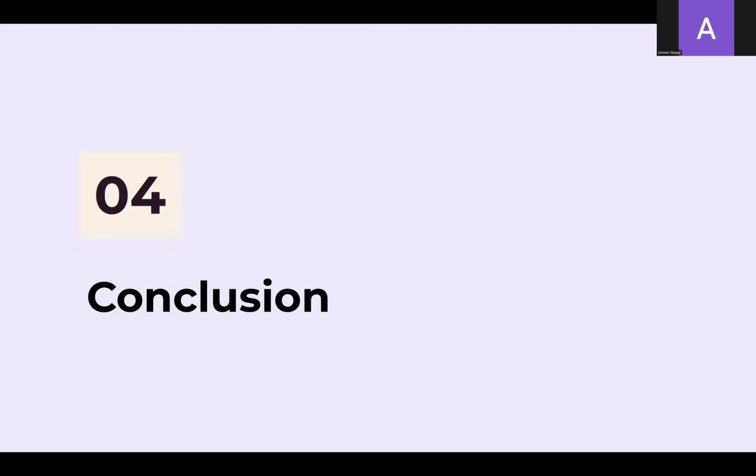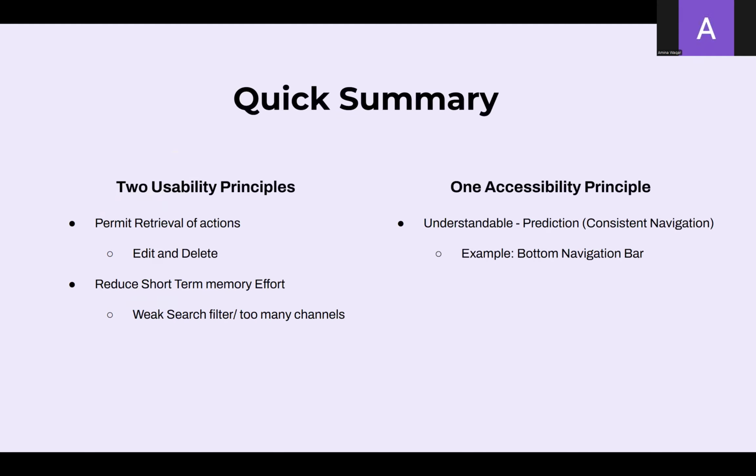Moving on to conclusion. We looked at Slack through two usability principles and one accessibility principle. Slack supports easy recovery with edit and delete options, but on the other hand, Slack deviates from the reducing short-term memory principle when it has too many channels and weak search filters that increase memory effort. However, I must say that Slack takes the win for accessibility principles with understandable through consistent navigation of a bottom navigation bar. Overall, I will say that Slack is an amazing app to use and I'll continue using it in the future.